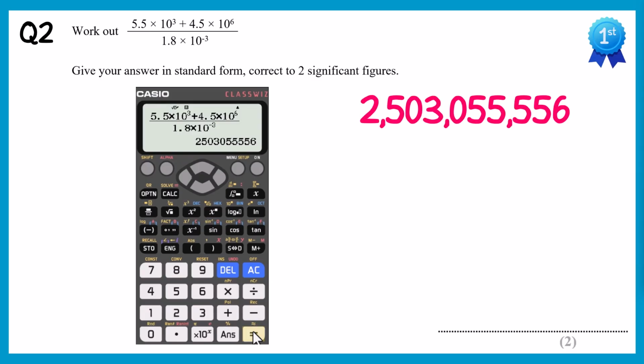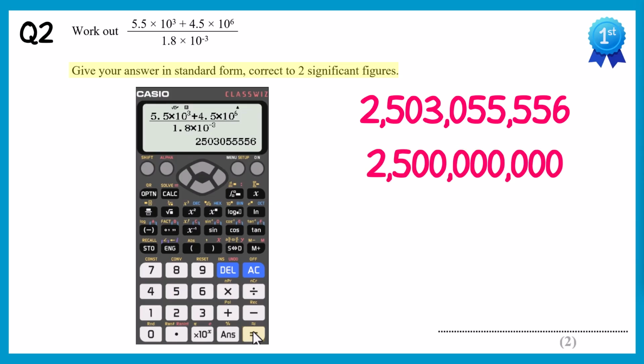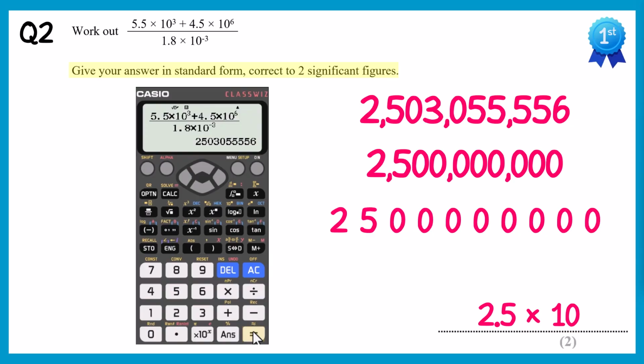This question does say though to give your answer in standard form and also correct to 2 significant figures. So the next thing we're going to do is round this answer to 2 significant figures, which should be 2,500,000,000. We now need to write this in standard form. In standard form, the first number needs to be between 1 and 10. So for this number, we would go for 2.5, and then we multiply this by a power of 10. To work out the power of 10, we're going to write out this number and place a decimal point as though the number reads 2.5.